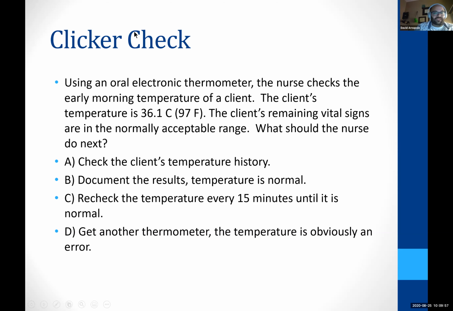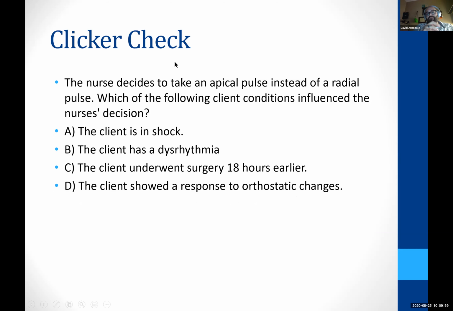Good. Do one more. The nurse decides to take an apical pulse instead of a radial pulse. Which of the following client conditions influence the nurse's decision?